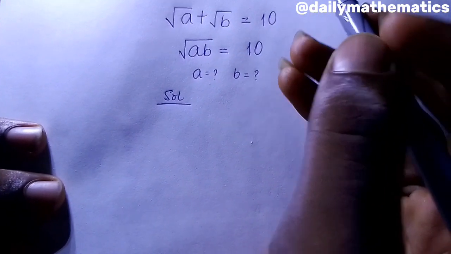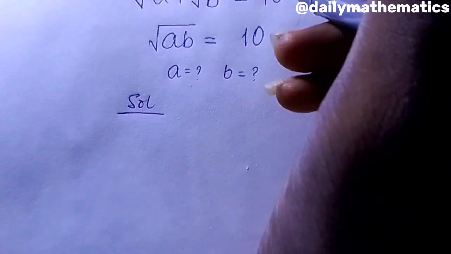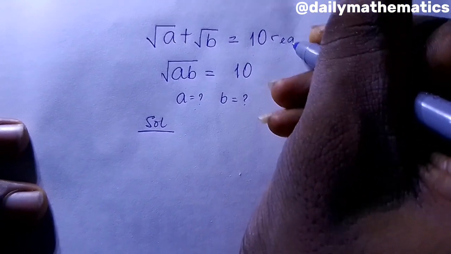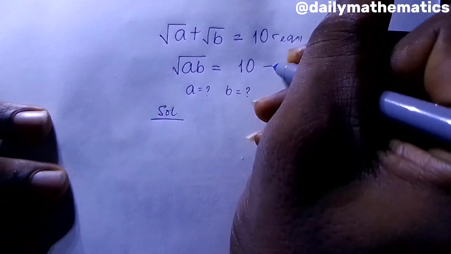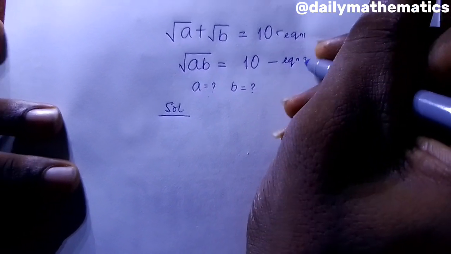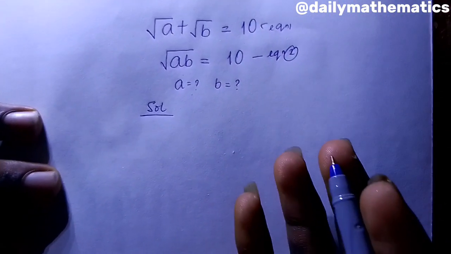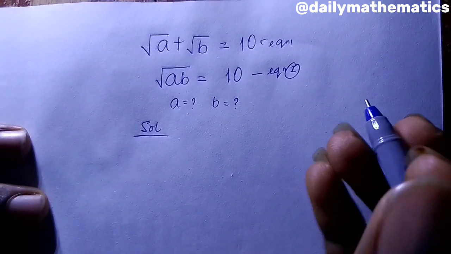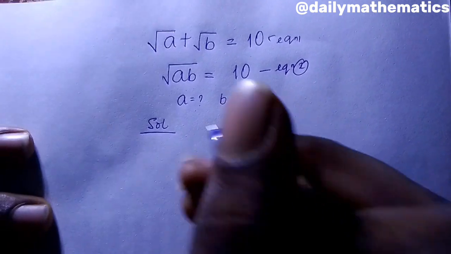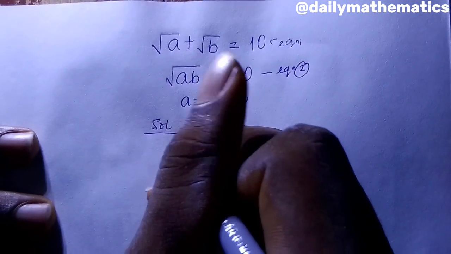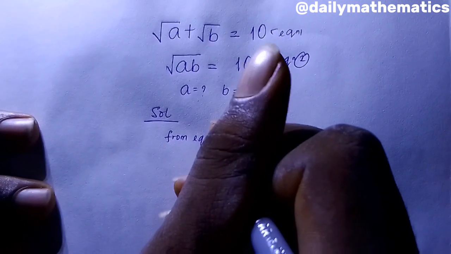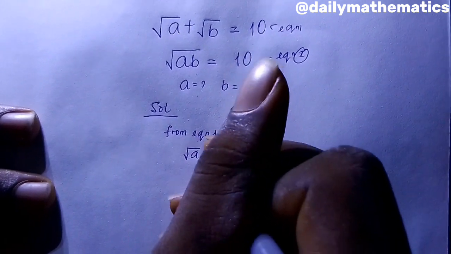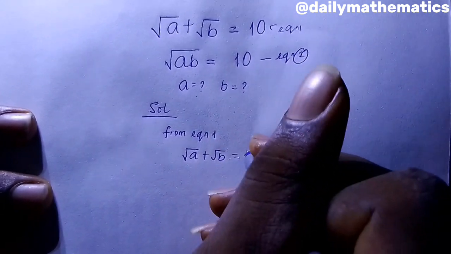We have two equations here. This is the first equation, equation 1, and the second equation, equation 2. So we have the two equations: root a plus root b equals 10, root ab equals 10. How do we find it? The first thing we're going to do, we'll start working out from equation 1, which is root a plus root b equals 10.